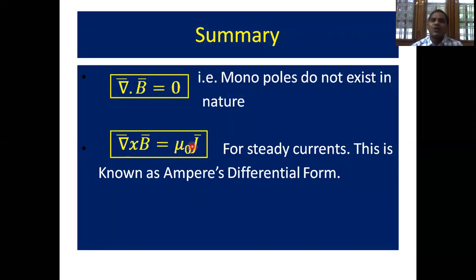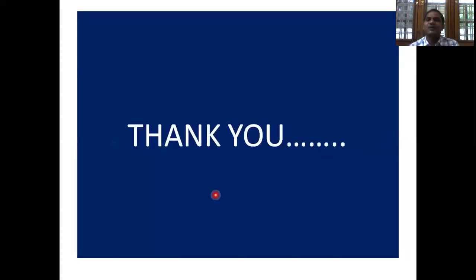Monopoles do not exist in nature. Mathematically, we express it as divergence of B bar equals 0, or del dot B bar equals 0. For steady currents, the curl of B bar is always equal to mu naught into J bar. This is known as Ampere's differential formula.